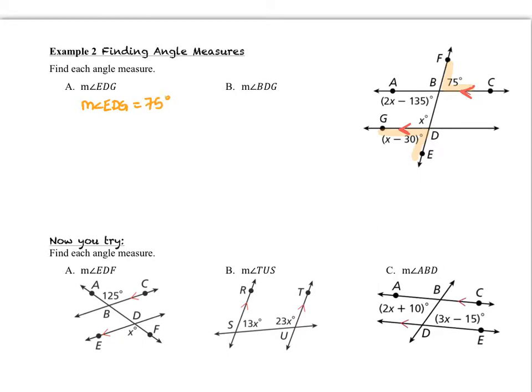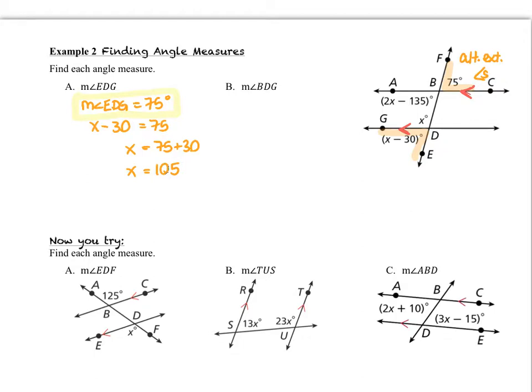to 75 degrees. Now, we can also solve for x while we're here. If we substitute in the expression that we have for the measure of angle EDG, x minus 30, we see that x is equal to 105. Question A was asking us to find the measure of angle EDG.